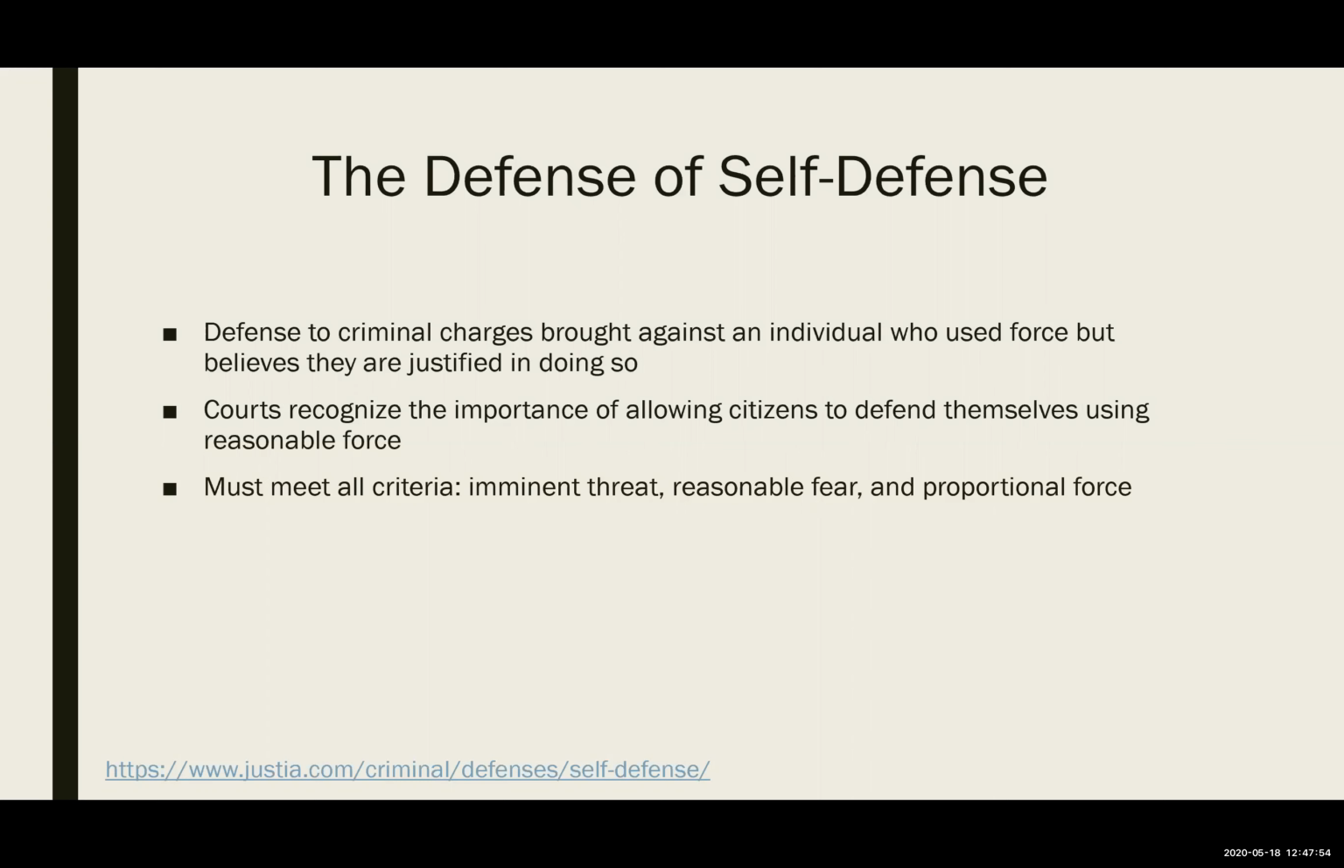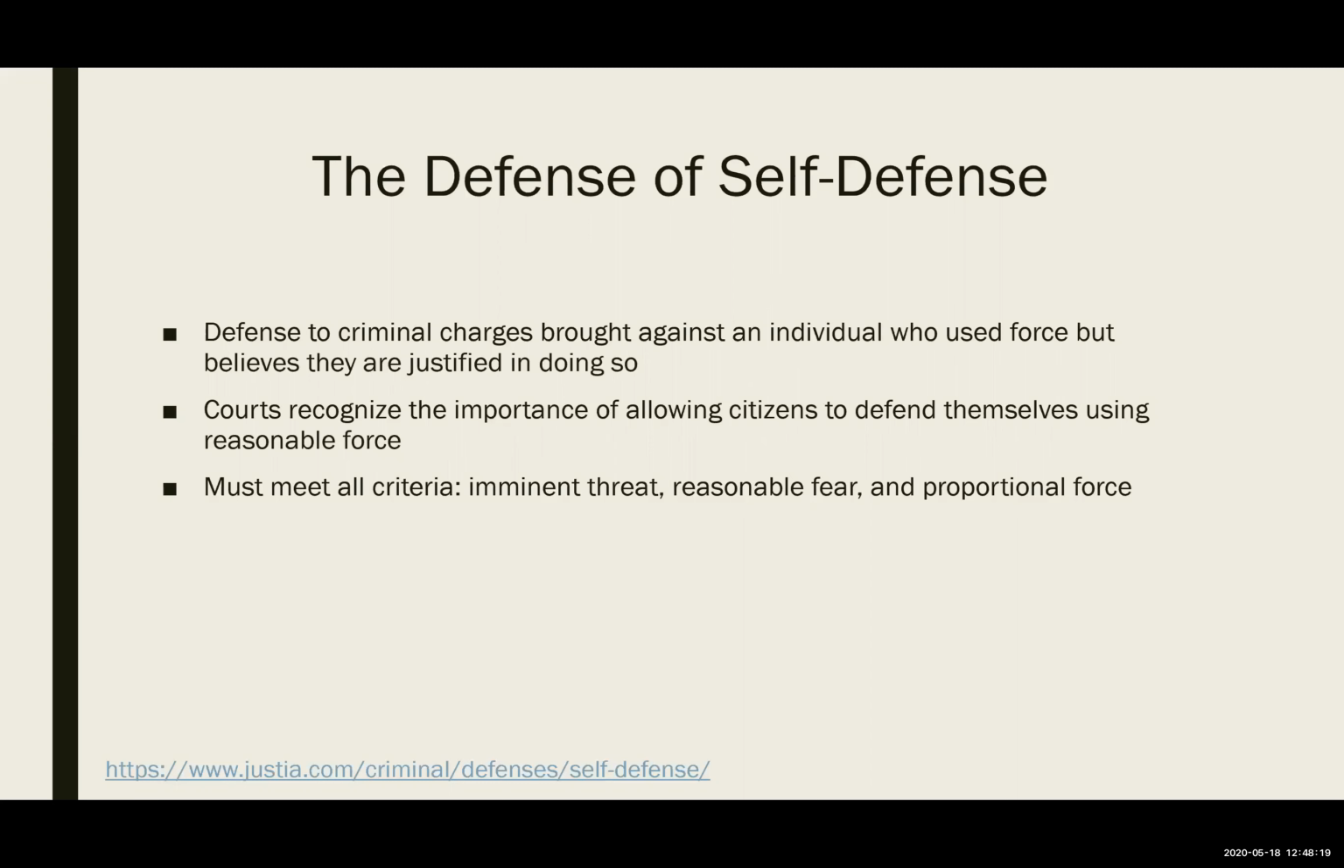To use the defense of self-defense, you have to meet all criteria. There has to be an imminent threat to your life. You have to feel that your life is in danger. It has to be a reasonable fear. You can't make up some excuse for why you felt like your life was in danger. That's usually an objective standard. And proportional force. Again, we do not want to cross that line.